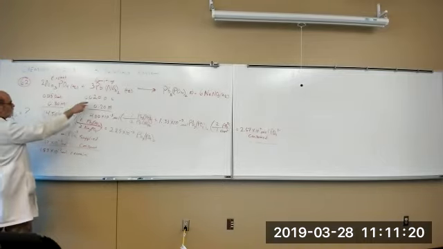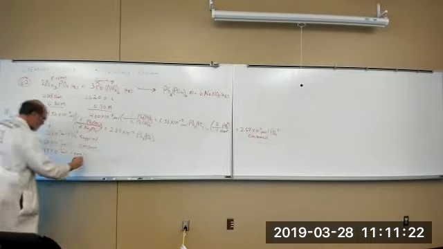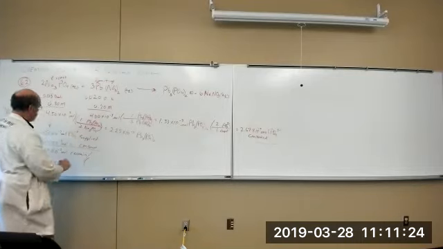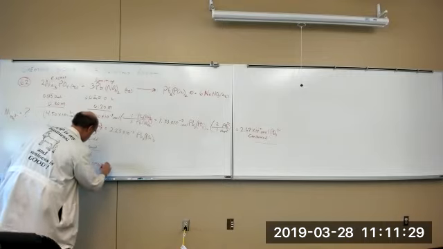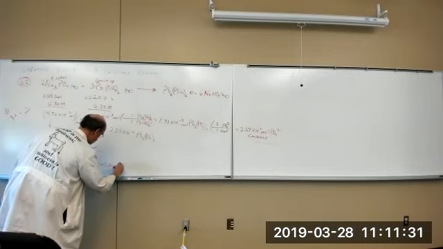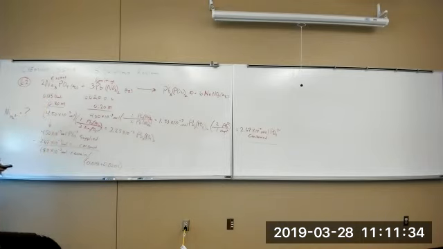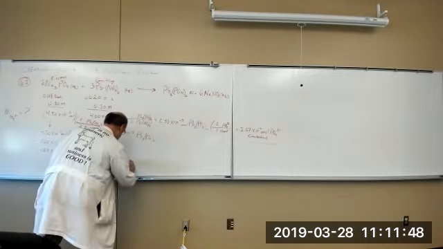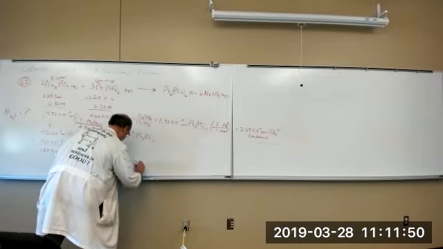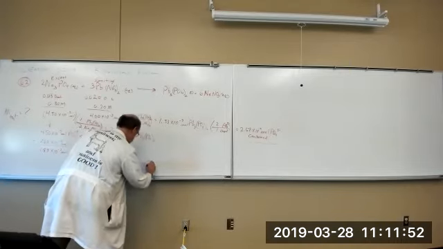So we need to add this one plus that one. 0.015 liters plus 0.020. We add those two together, 0.015, 0.020 plus, and divide that into that value. You get 5.24 times 10 to the minus 2 molar.